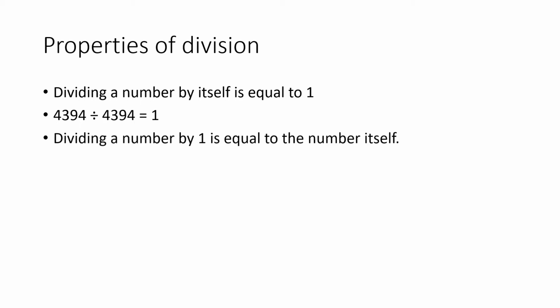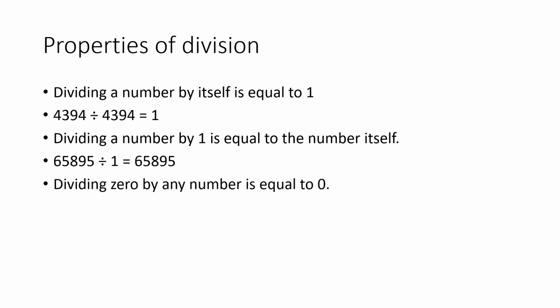Second, dividing a number by 1 is equal to the number itself. How is it? Just see here, 65,895 divided by 1. If we divide any number by 1, we get that number itself. It means the answer will be 65,895.